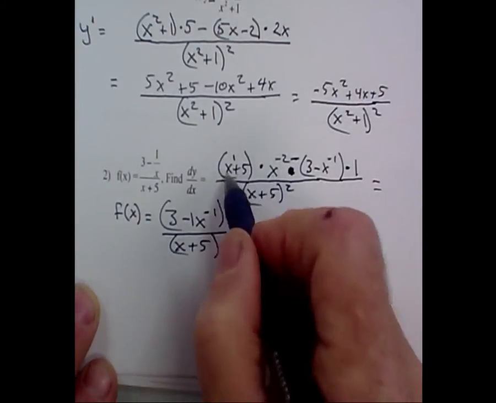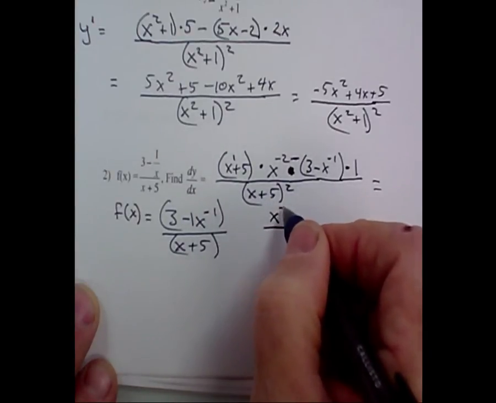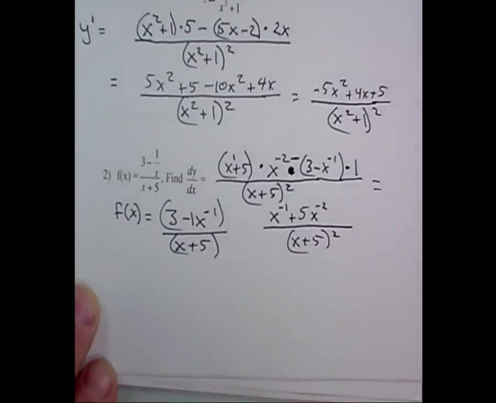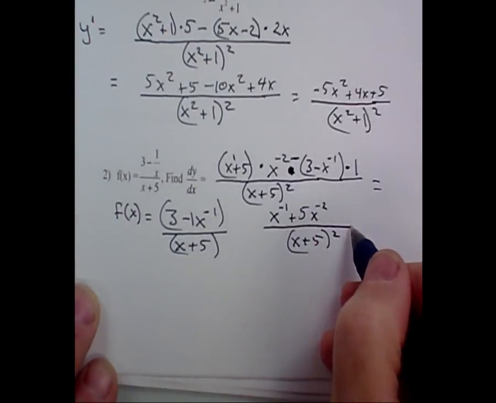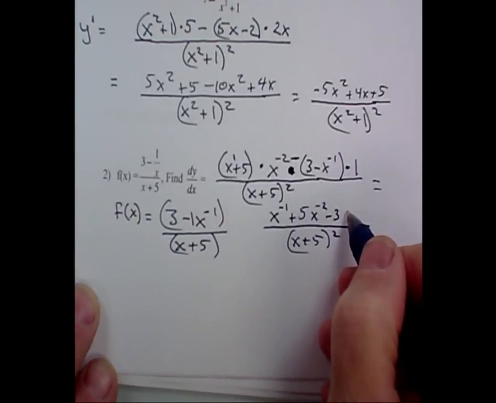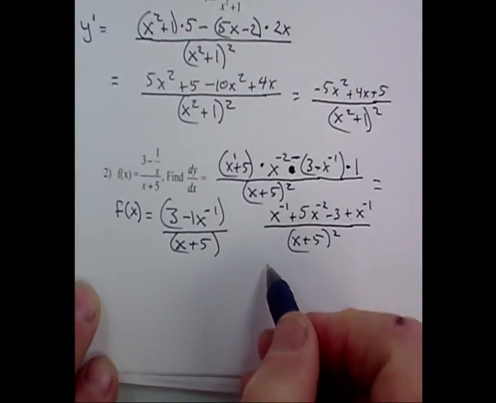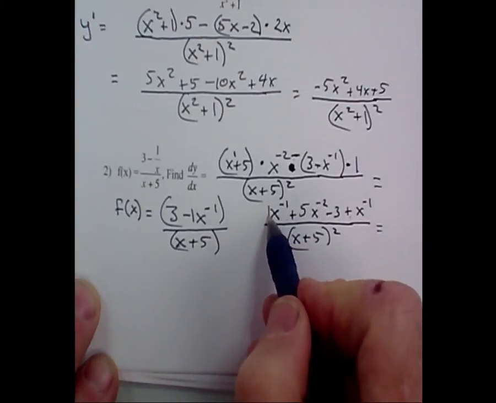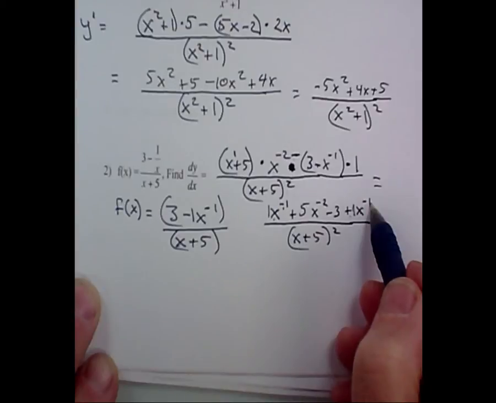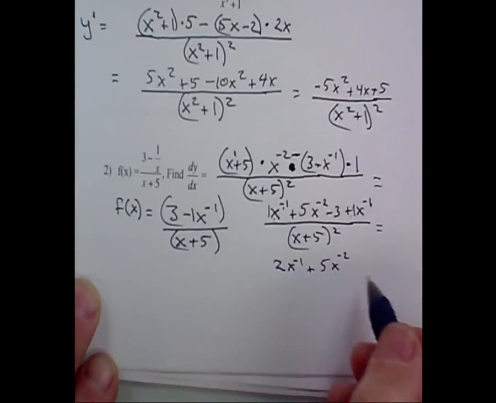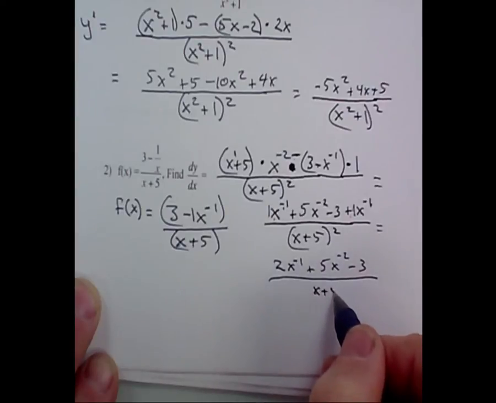So when I multiply, the bases are the same, I add the exponents. So can I say that's x to the negative 1 power plus 5x to the negative 2 power? Are we okay with that? Minus 3 plus x to the negative 1 power? Natalie? I got a minus here and a minus here. I'll make that a plus. Am I okay? Yeah. Okay. And that's the same as, well, here's 1x to the minus 1 power. Here's another 1x to the minus 1 power. So that's 2x to the minus 1 power plus 5x to the negative 2 power minus 3 over x plus 5 squared.